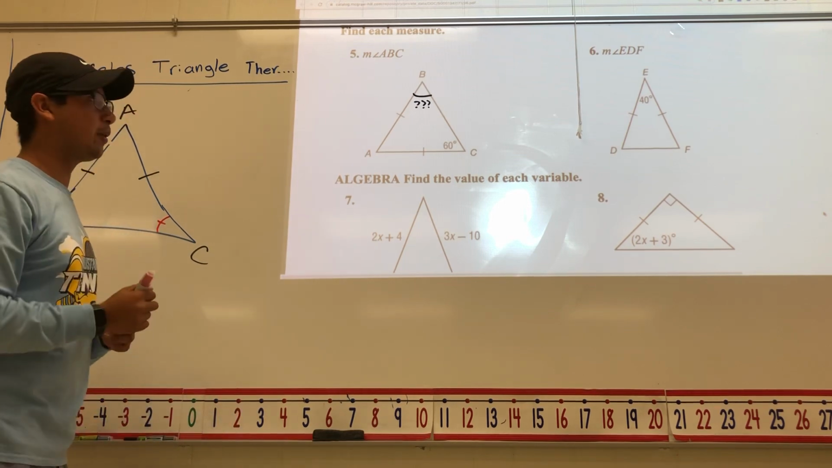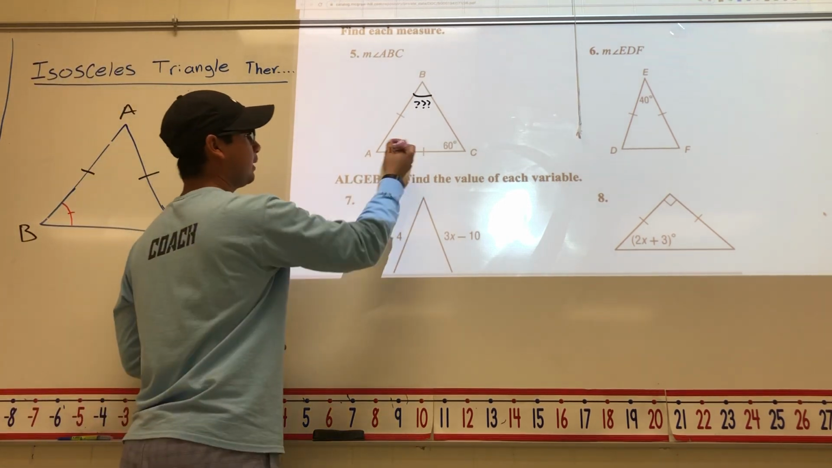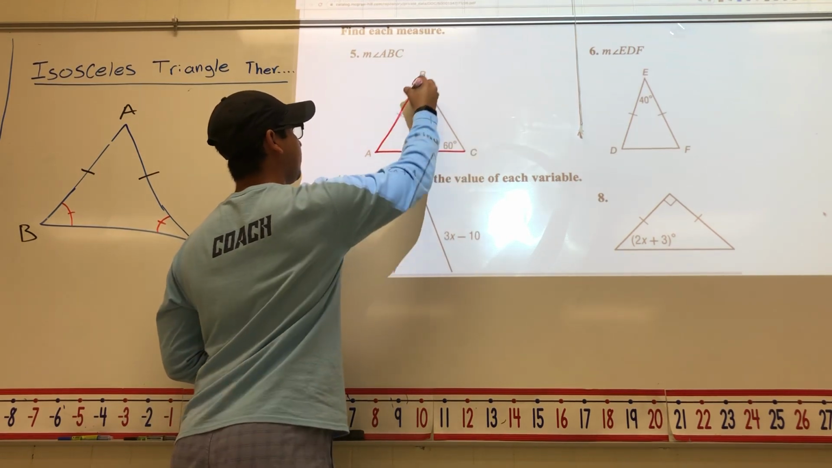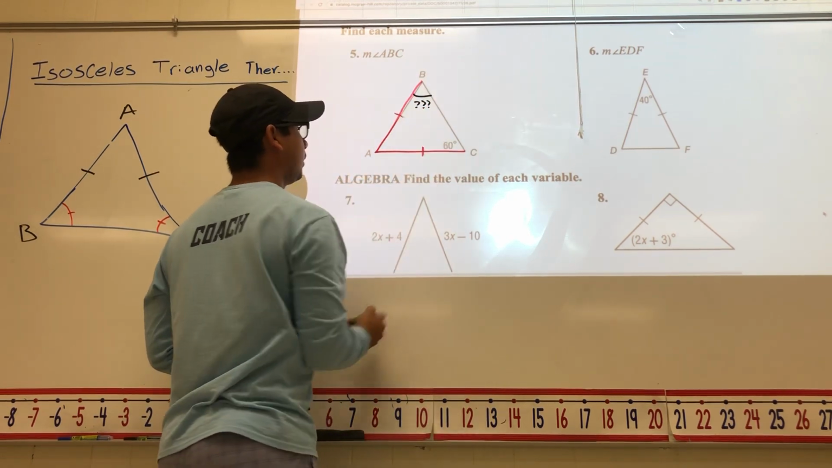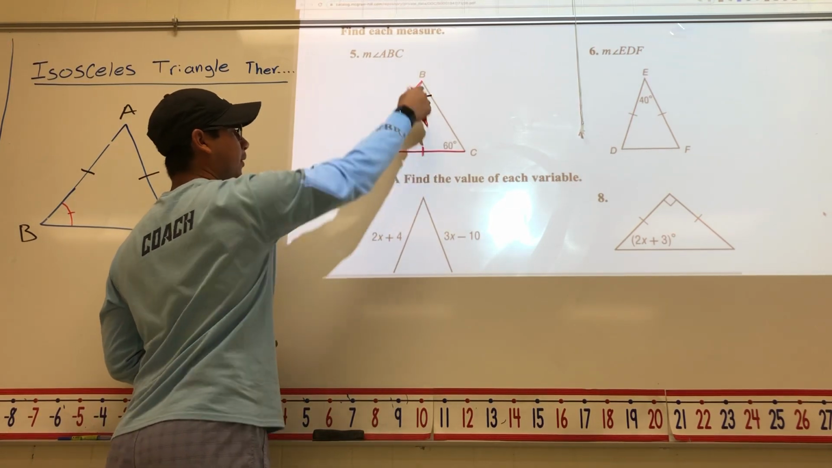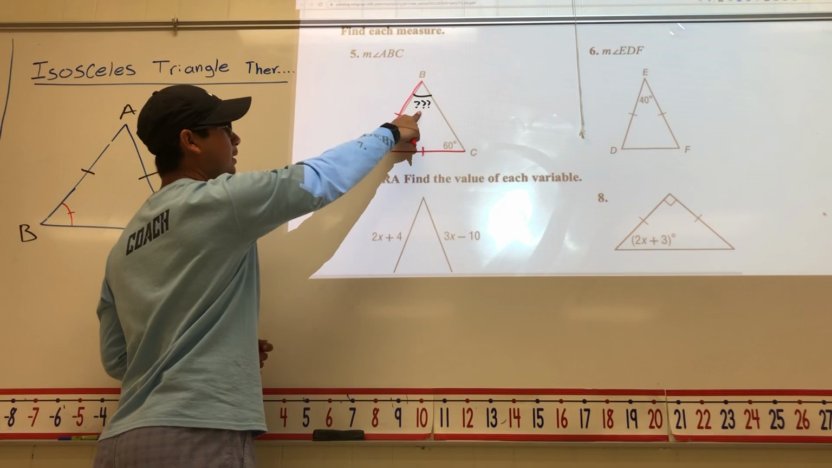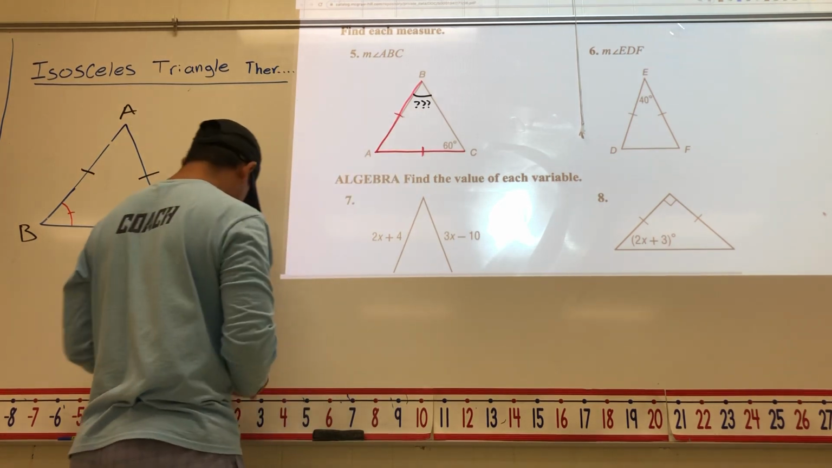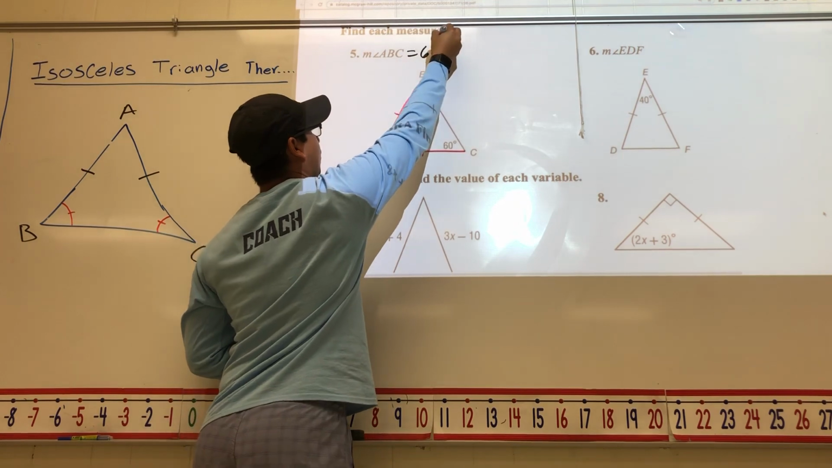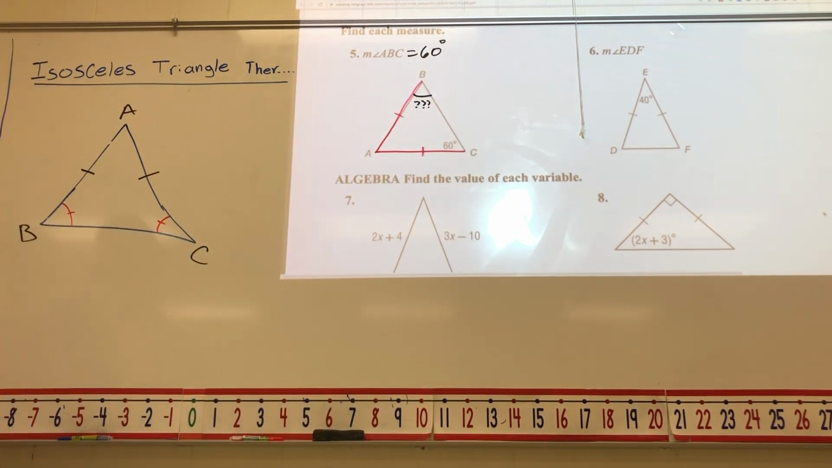And some of you guys probably already saw it, but it's very simple. It says that this segment is congruent to this other segment. So if this one here measures 60, these two are going to be congruent, so that means that this other angle also has to measure 60. Like I said, easy peasy, lemon squeezy.